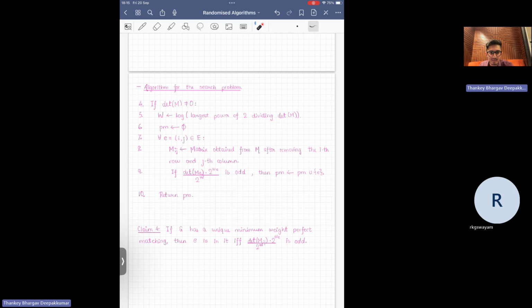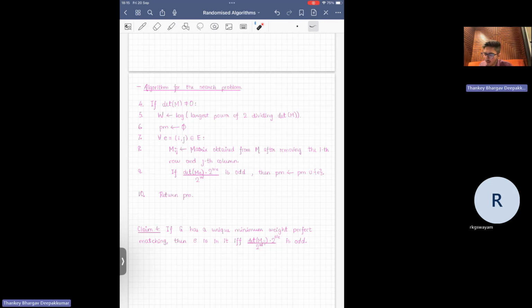That's the point. Okay. So now we have found W, we want to find the perfect matching, and we would do this iteratively. So we would initialize a perfect matching to the empty set. So what's the perfect matching? It's a set of n many edges, right? So we initialize the perfect matching to the empty set.